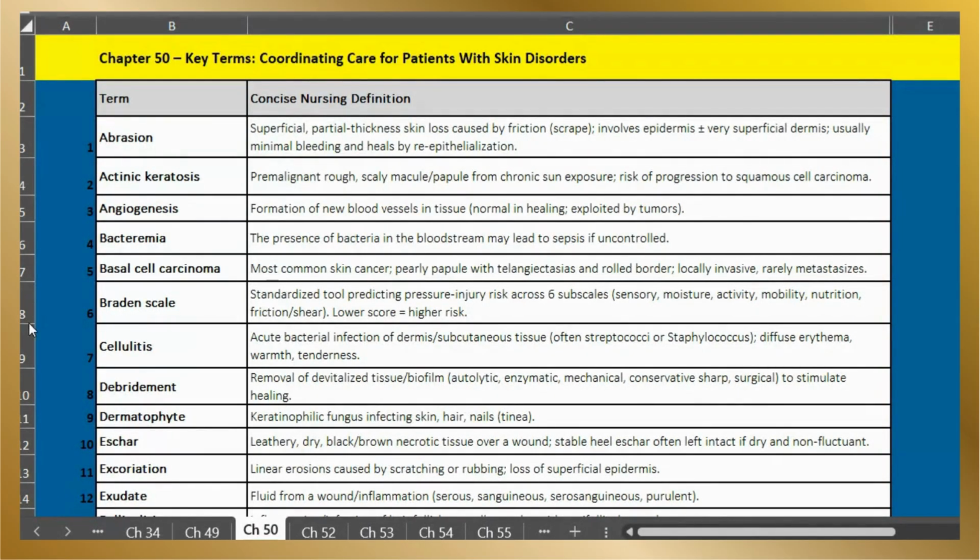So we have cellulitis: an acute bacterial infection of the dermis and subcutaneous tissue, often streptococci or staphylococcus, with diffuse erythema, warmth and tenderness. So cellulitis is like a hot, red, tender sheet of skin.